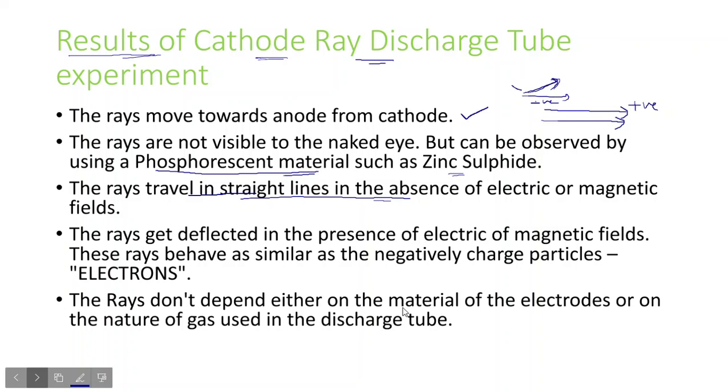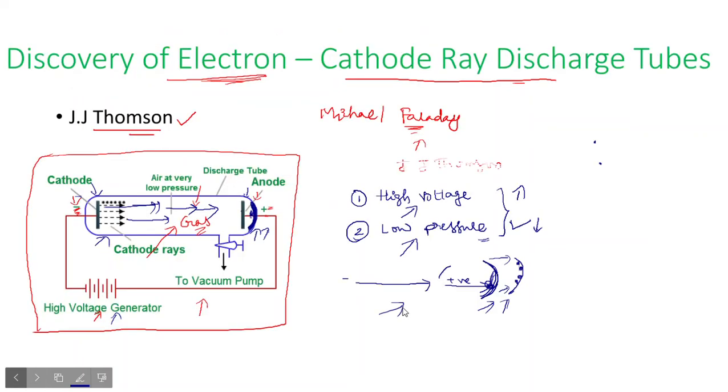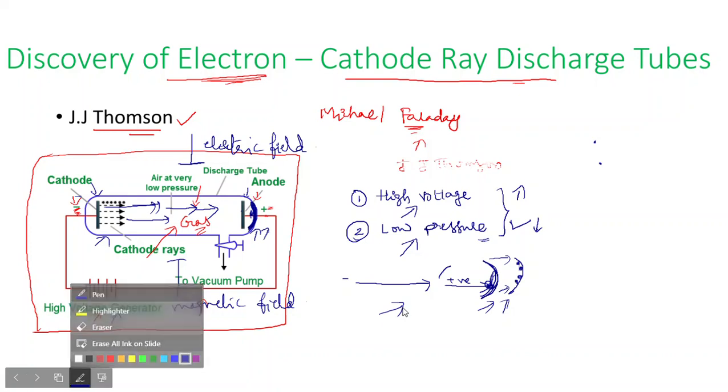Okay. And the fourth point, the rays get deflected in the presence of electric or magnetic fields. So these rays got deflected in the presence of magnetic fields. So if we place an electric field, this is an electric field, and this is a magnetic field. So when electric or magnetic field is present, these rays got deflected.